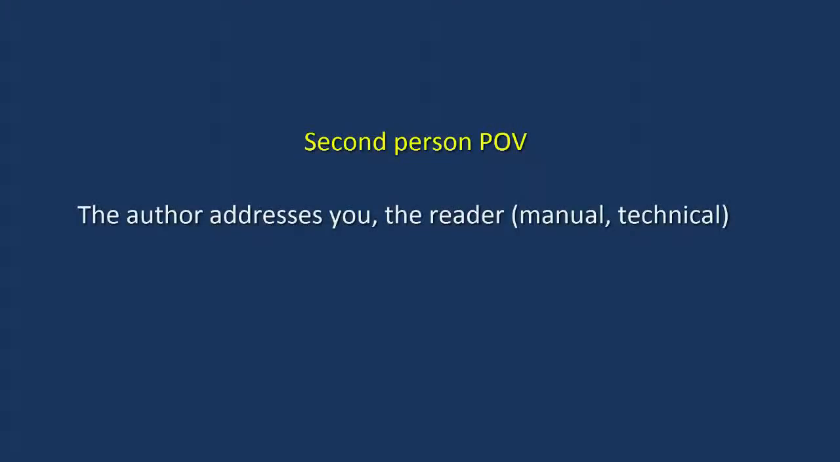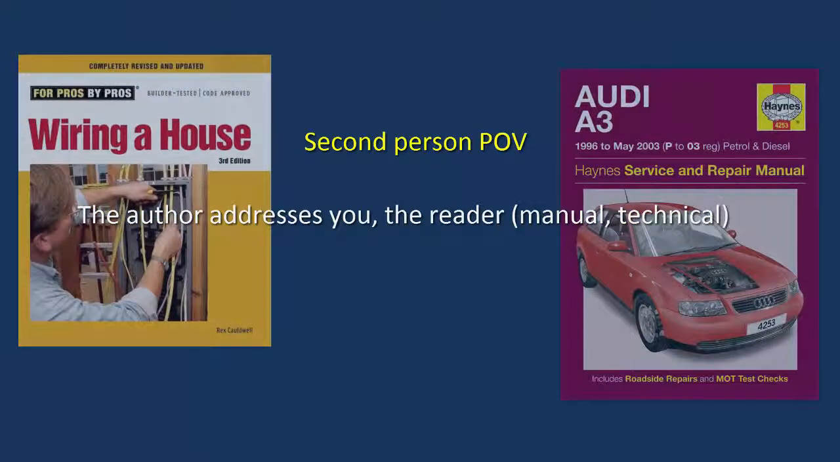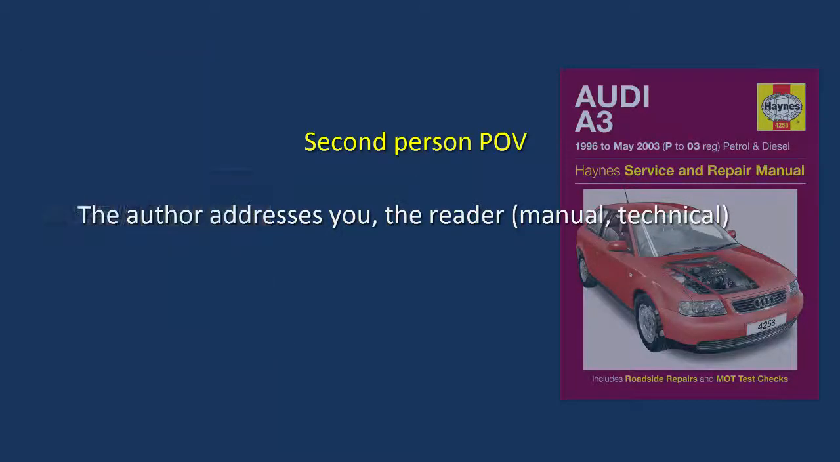The second person point of view is not often used in literary fiction. This point of view usually deals with manuals and technical guides. In this point of view, the author is speaking or addressing you directly.